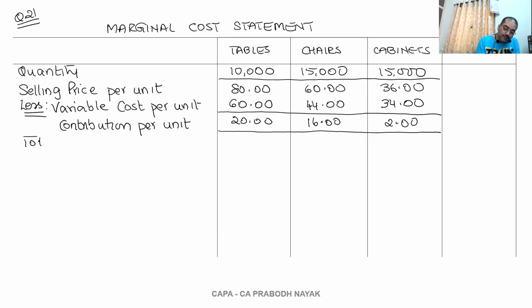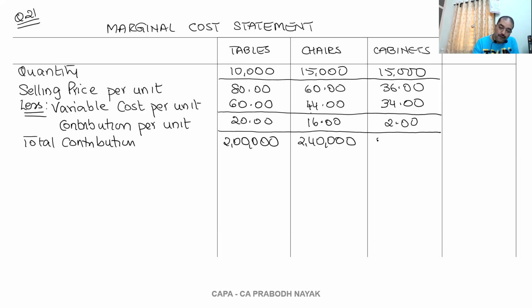Total contribution, multiplied by the number of units. 20 into 10,000 is 2 lakhs. 16 into 15,000 is 2 lakh 40,000. And 2 into 15,000 is 30,000. Total of this, 4 lakh 70,000. Less the fixed cost.